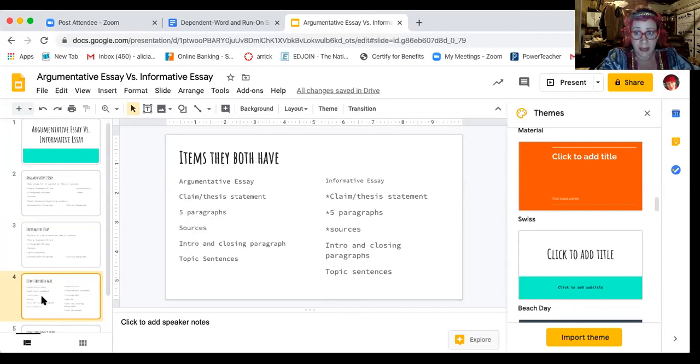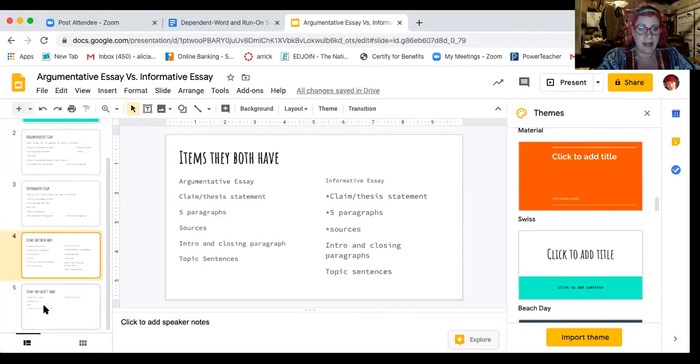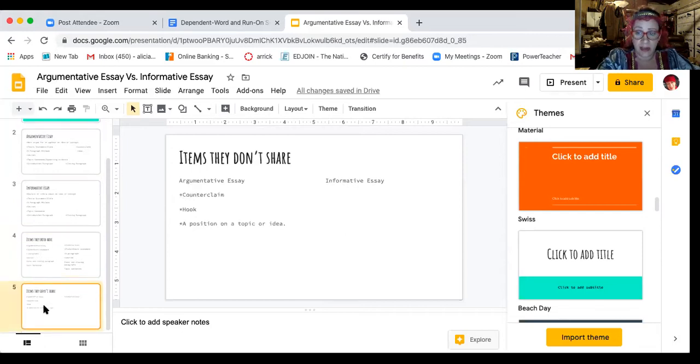They both have to have topic sentences for the body paragraphs, okay? Now, that being said, here's where they differ. Items they don't share. You will notice under informative essay, I wrote nothing, because really the big differences come under argumentative essay. Your argumentative essay is going to have a counterclaim, which is what I went over like two lessons ago. You're arguing against the opposite side. You're going to present the opposing viewpoint to your argument, and then you're going to argue against it.